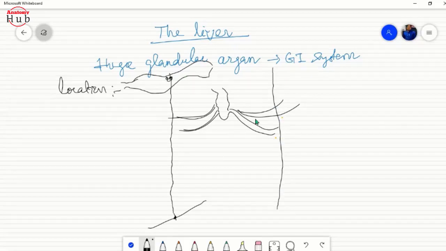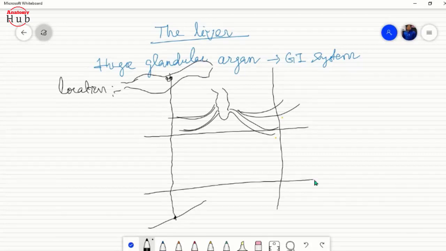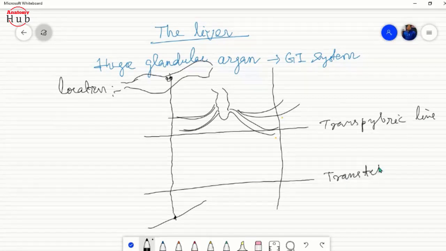Two longitudinal lines. Then another line we have to draw, that is the transpyloric line. You'll find the transpyloric line, and here you will draw another line, that is your transtubercular line. So this is your transpyloric line, and this is your transtubercular. You know about the transtubercular? Yes sir, the tubercle of the iliac crest, right? So these two lines are important.